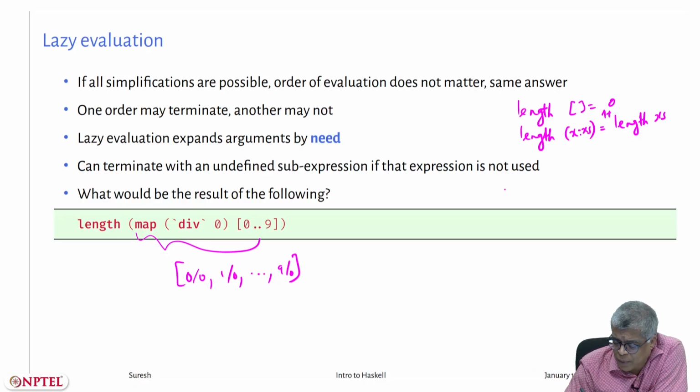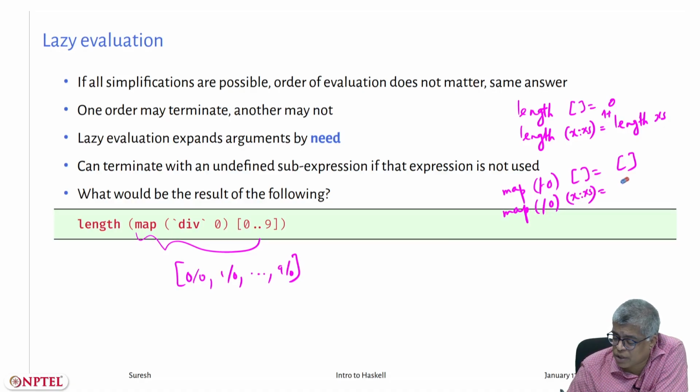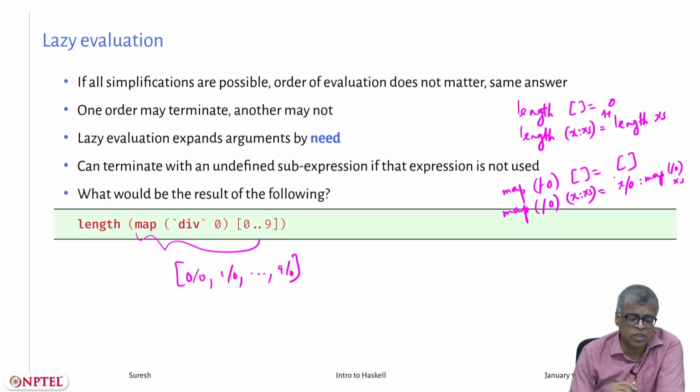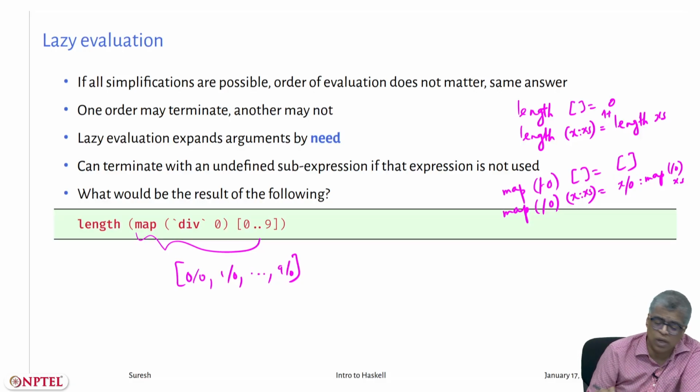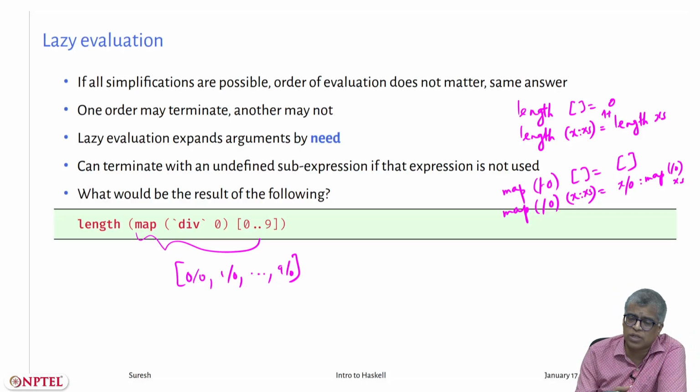So now what does map do? Remember, map of div 0, let me just use by 0, of the empty list is the empty list, and map by 0 of x colon x's is x by 0 followed by map of by 0 x's. Okay, those are the definitions that we have. Let us see how it works for a simpler, shorter list, so that we can do the example cleanly.